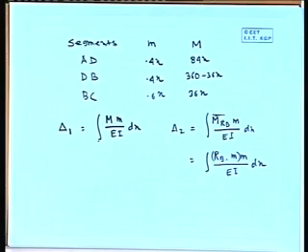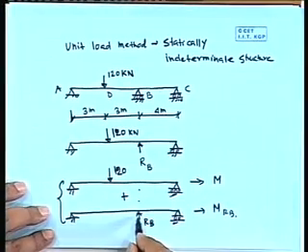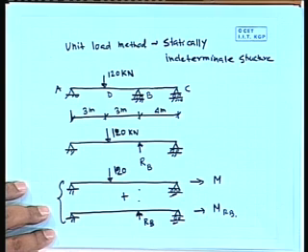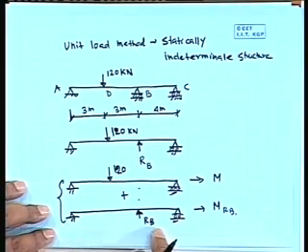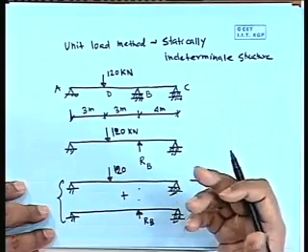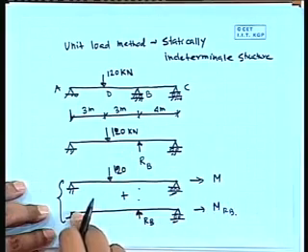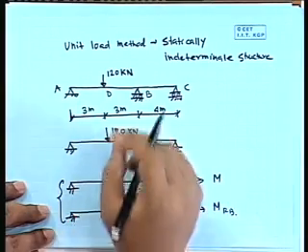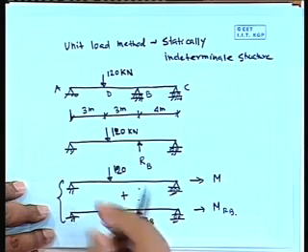Is this part clear? On the structure, here it is RB. If we put not RB but one unit, whatever effect we get due to the unit load, due to RB it will be just RB times. If it is one unit, whatever moment you get, if it is 10 it will be just 10 times. If it is 20, it will be 20 times.